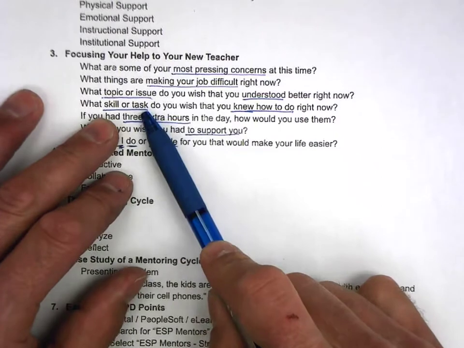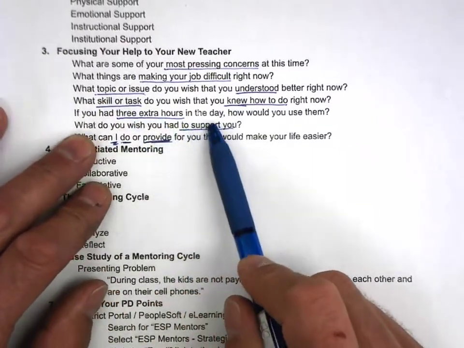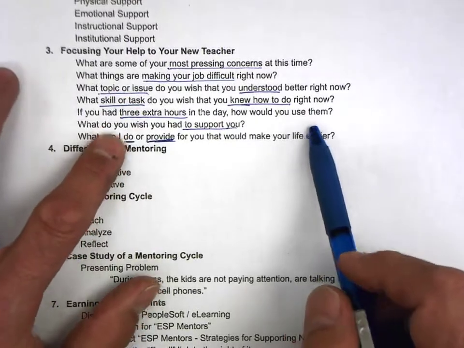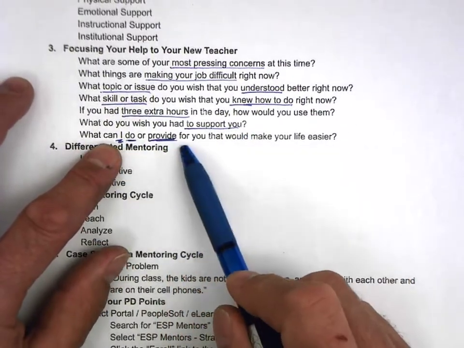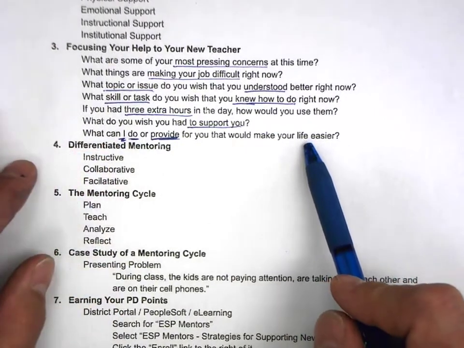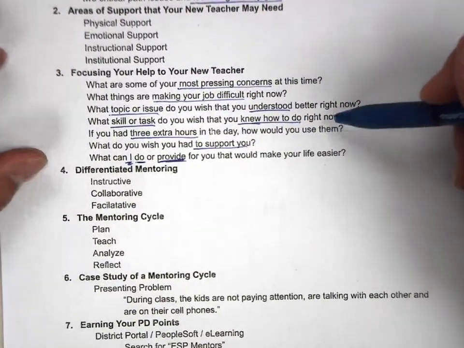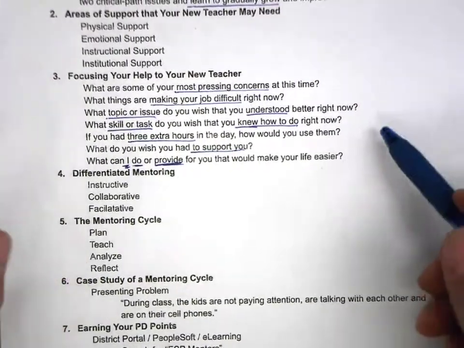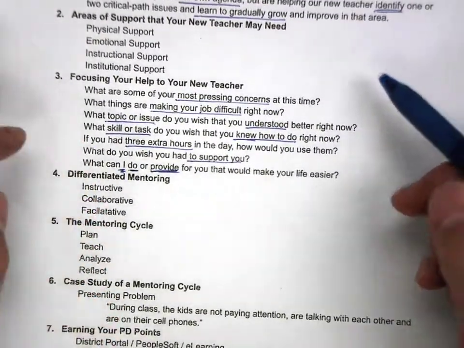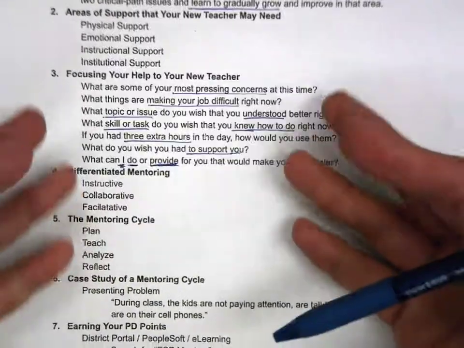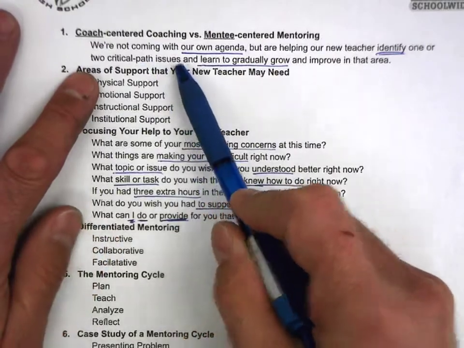What skill or task do you wish that you knew how to do right now? If you had 3 extra hours in a day, how would you use them? Boy, I can think of all kinds of things. What do you wish that you had to support you? And then what can I do or provide for you that would make your life easier? Okay, so just some questions. Not saying that you just sit down there and ask them all those questions, but just to help you stir your own thinking, to equip you to draw out. In Proverbs it says that the plans of a man is deep within his heart, but a wise man draws them out like water. So I'm trying to equip you to draw out the new teacher's thinking and to identify 1 or 2 critical path issues.